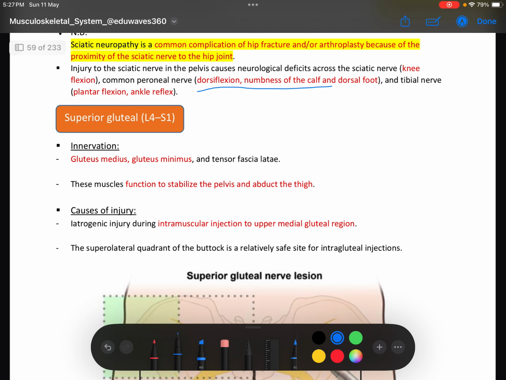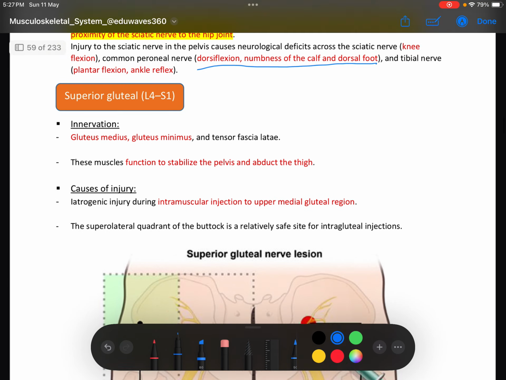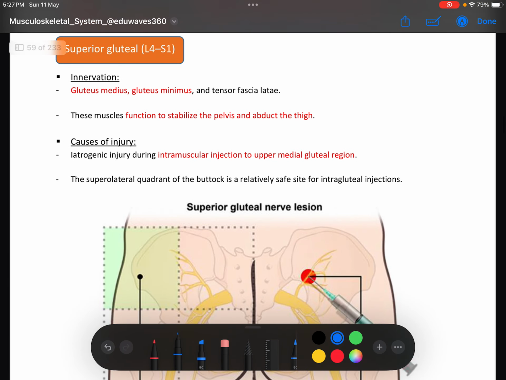Yeah, next one, the superior gluteal nerve. Which nerve roots does the superior gluteal nerve originate from? Its origin will be L4, L5 and S1.